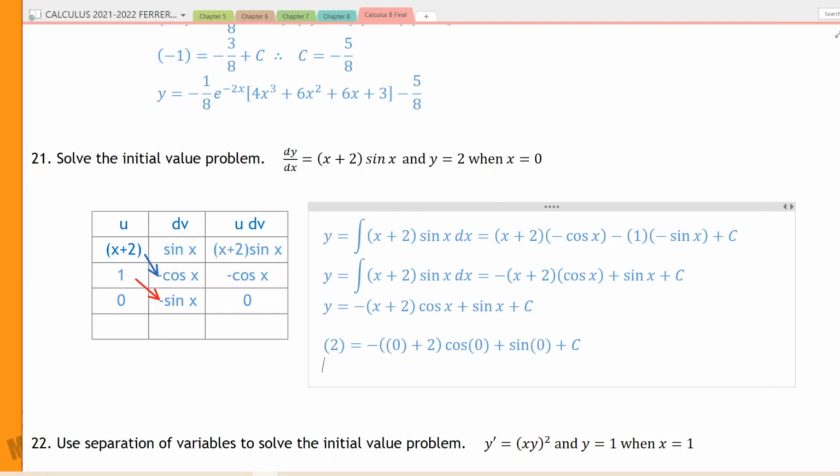All right, cosine of 0 is 1. Sine of 0 is 0. You can simplify this a little bit more. 0 plus 2 is 2. Plus 0 is not really necessary. And from here, it looks like c is going to be equal to 4. So that gives us our particular solution.